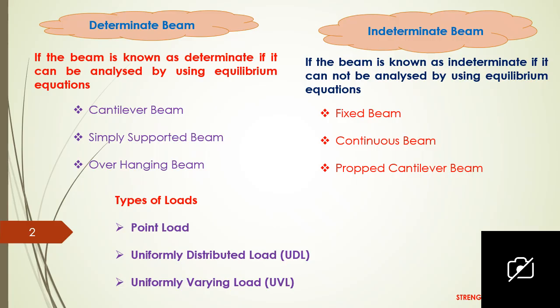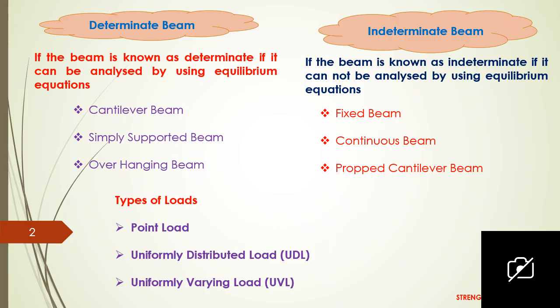If any beam can be analyzed by using these equilibrium equations alone, that beam is called determinate beam. If it cannot be analyzed by equilibrium equations alone, it is called indeterminate beam. Simple. By using equilibrium equations, if you are able to solve the beam, well and good, that beam is called determinate beam. If you cannot analyze the beam by using equilibrium equations, it is called indeterminate beam.